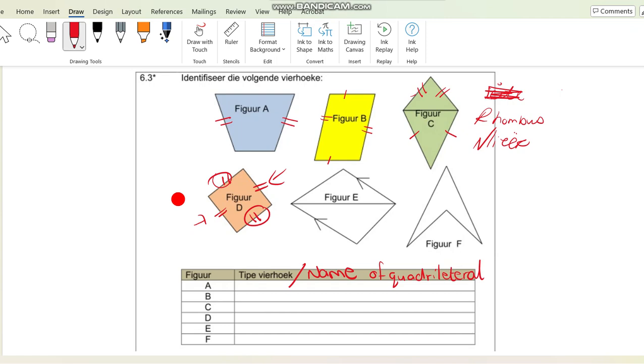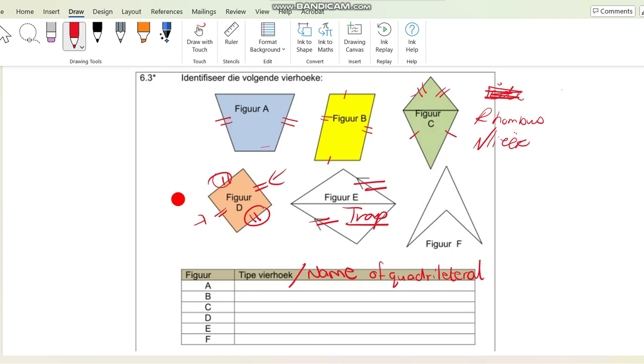If we look at figure E, you'll see that side is the same. They already gave it to you, and that side is the same. So which one of the quadrilaterals says that only the two opposite sides are the same? The rest is not the same. So this would also be a trapezium.